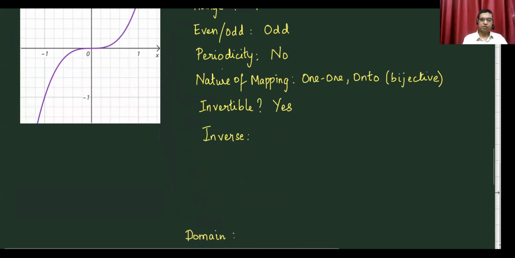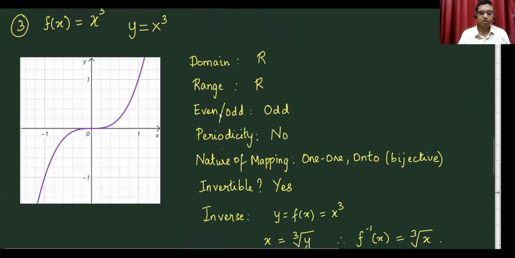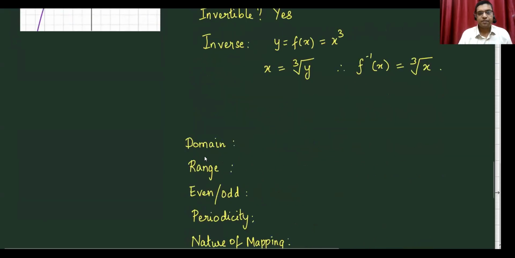What will be the inverse? So y equal to f of x is equal to x cube. So x will be equal to cube root of y. Therefore, replace x by f inverse function. x is equal to f inverse x, right? And replace y by x. So f inverse of x is cube root of x. So that's the inverse function. All right.